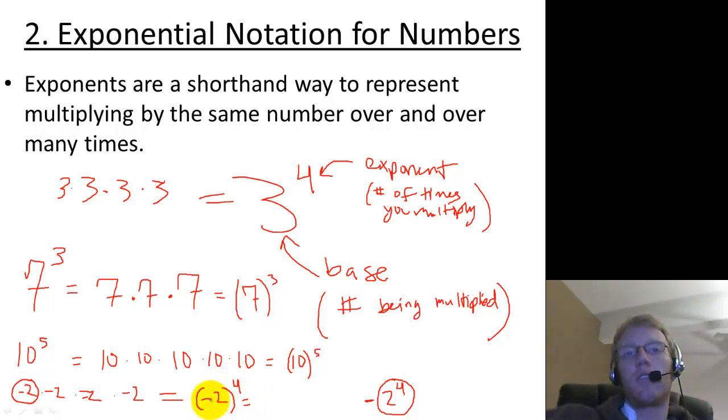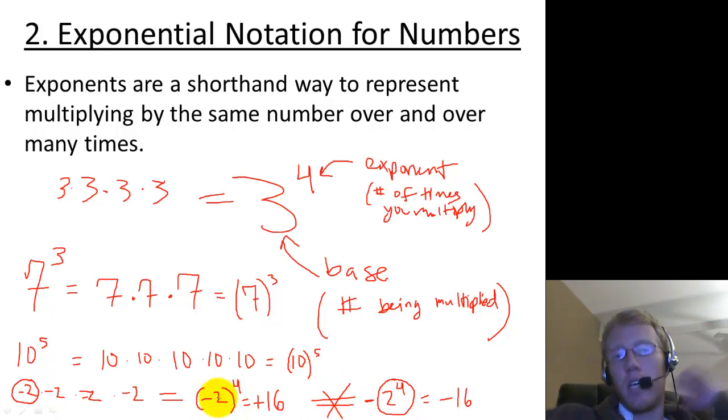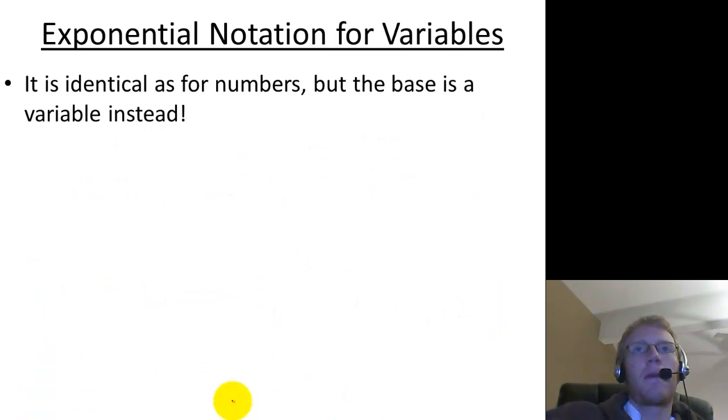So the answer here actually is negative 2 times negative 2 times negative 2 times negative 2, which is positive 16. And the answer here is negative of 2 times 2 times 2 times 2, which is negative of 16, which is negative 16. And so these two things, they're not equal. So you have to be cautious that if you have something that's negative being multiplied, you put parentheses around it. Okay, so what about exponential notation for variables?